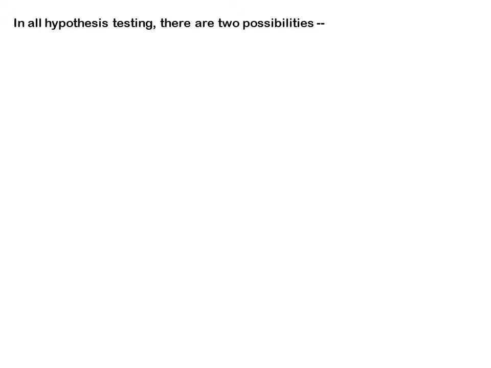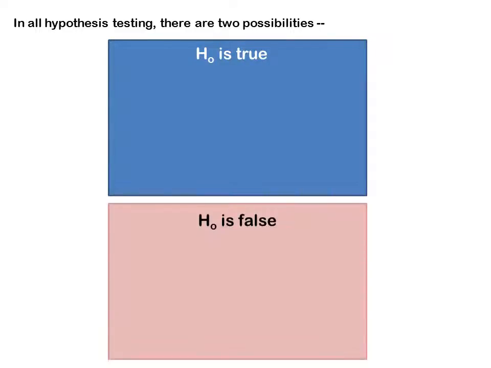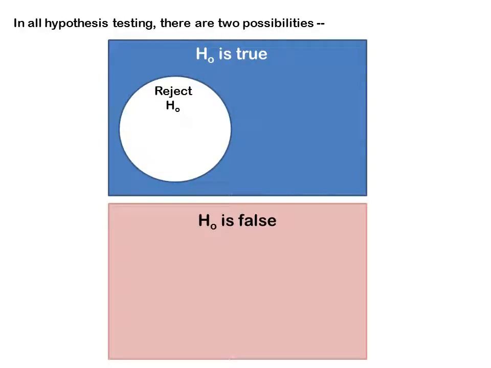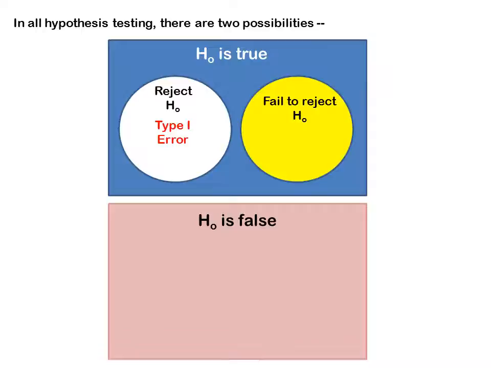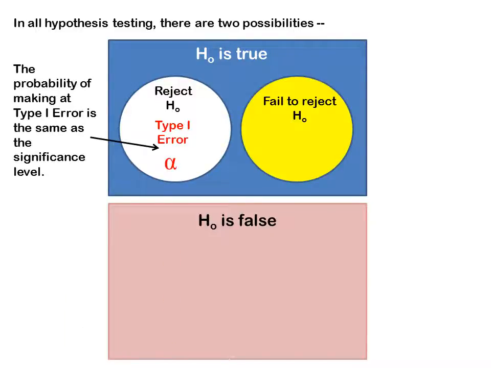In all hypothesis testing, there are two possibilities. The null hypothesis is true, or the null hypothesis is false. We either reject the null hypothesis, or we fail to reject the null hypothesis. When H0 is true and we reject it, that's called a type 1 error. The probability of making this error is the same exact thing as the significance level, which is alpha.